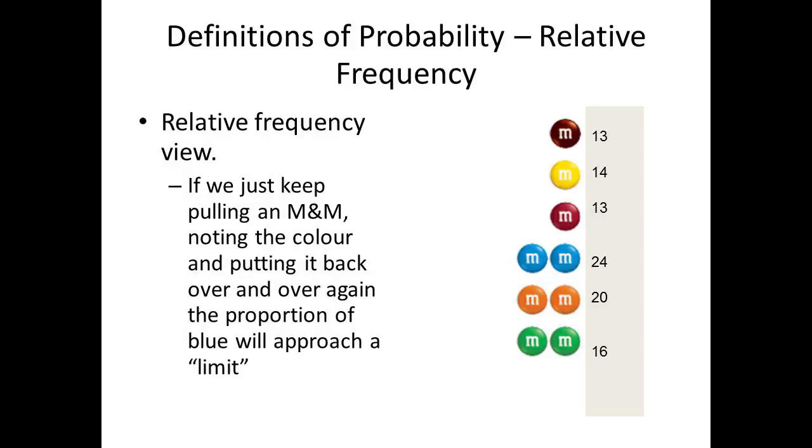Another way to define probability is called relative frequency. This is a slightly trickier definition to understand, but it boils down to basically the same idea. So if we keep pulling and replacing M&Ms 100 times, 1,000 times, 1,000,000 times, you'll find that the proportion of times you draw a blue one will work out to about 0.24, or 24% of the time you'll draw a blue one. And if it's easier, maybe think of it this way.